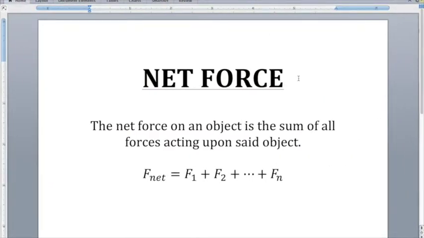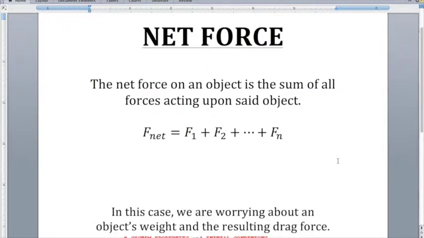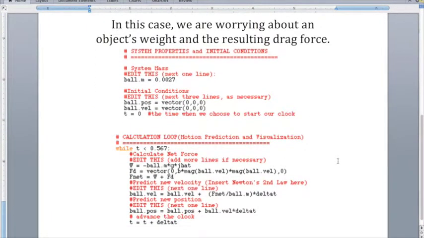Now, the only other equation we need to worry about, other than the velocity and position equation for Newton's second law, is the equation for net force. The net force on an object is the sum of all forces acting upon said object. So the equation is F net equals F1 plus F2 plus however many other forces it takes to account for all the forces acting upon the object. So in this case, we're only worrying about the object's weight and the resulting drag force, since the object is moving along the y-axis.